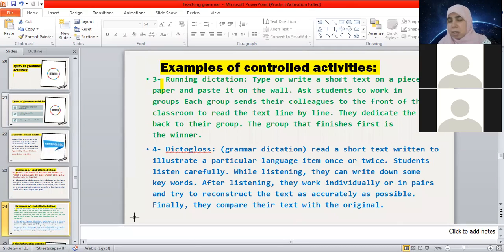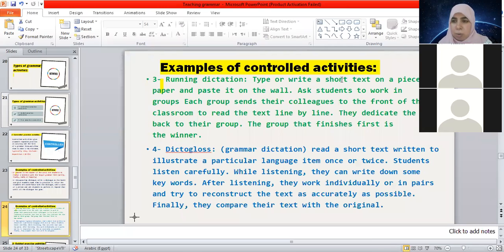This is running dictation. Of course, the text has examples of the target language. For example, I'm teaching present continuous. So this text, it's all about the present continuous. Okay, so I can use running dictation to practice grammar in a controlled way, because the teacher writes the text that includes the target grammar or structure. Okay, this is running dictation.